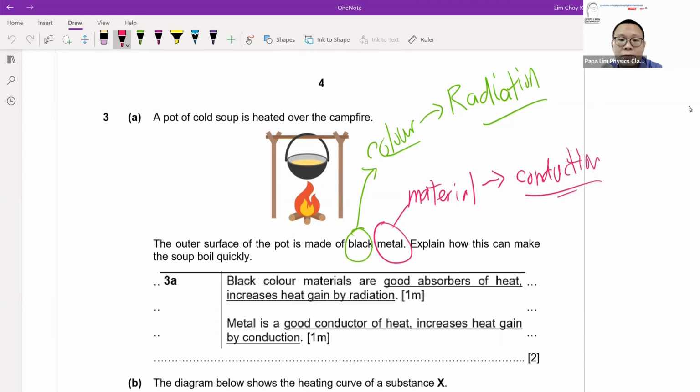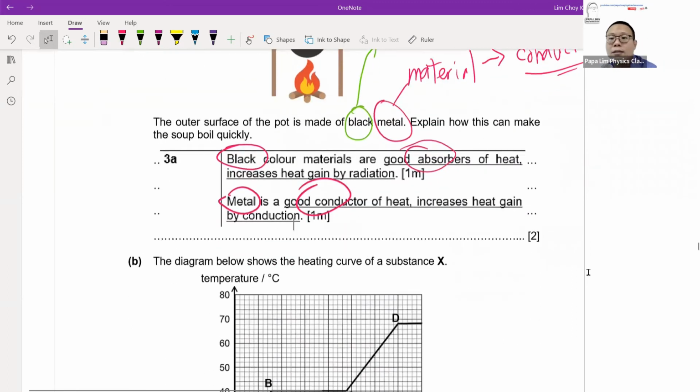So that's why 1 mark is given for mention of black. Explain why black is used, because black, like we mentioned, is a good absorber. It absorbs heat by radiation. I also need to explain why metal is used, because metal is a good conductor. Heat conduction will be faster, so heat gain will be higher. So the 2 marks here consist of 2 methods, conduction and radiation. It's not about 1 mark being for conduction.